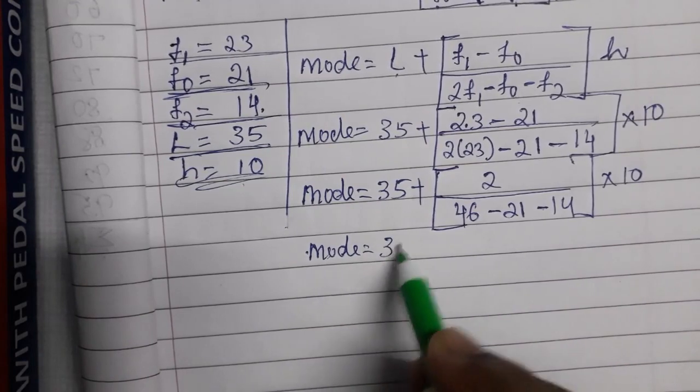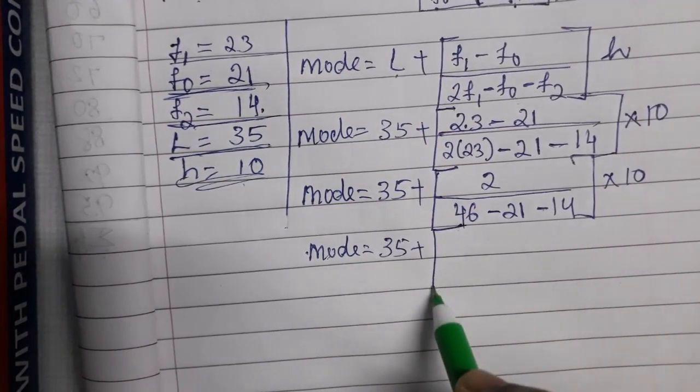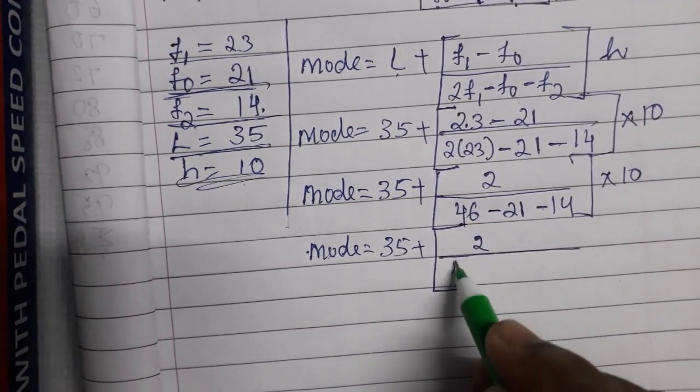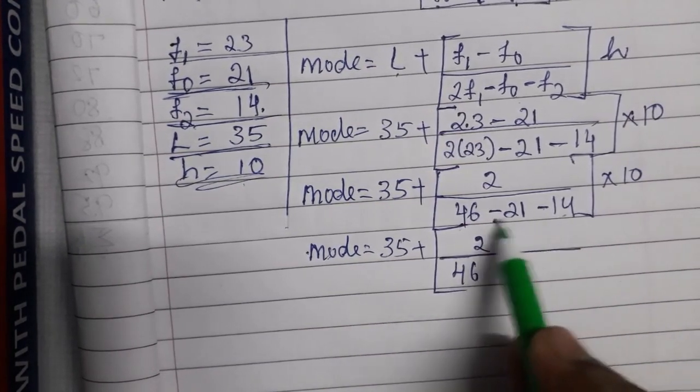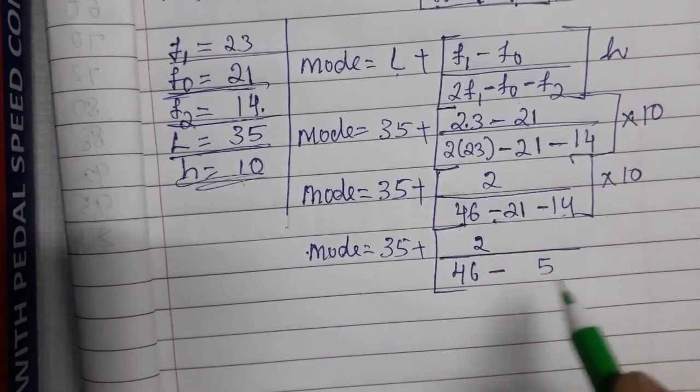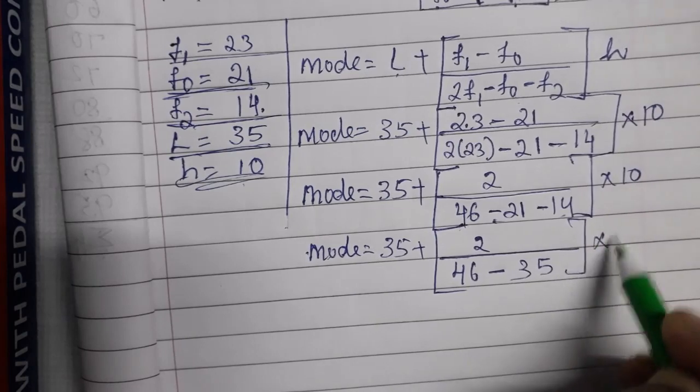is equal to 35 plus 2 will remain as it is in the numerator. 46 you should write as it is, because these two have same signs. Write the same sign and add the number. 1 plus 4 is 5, 2 plus 1 is 3 into 10.